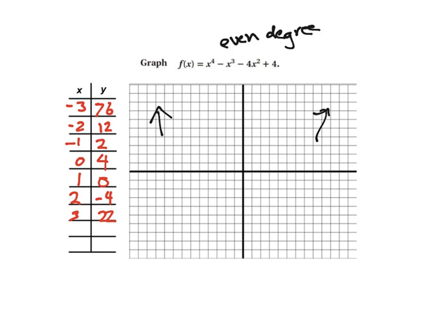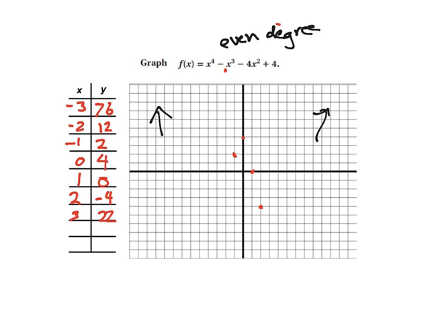Negative 376, we're not going to get on there. Negative 2, negative 212, which is about right there. Negative 1, 2. 0, 4. 1, 0. 2, negative 4. 3, 22, which means that that's just going to be up, way up here.